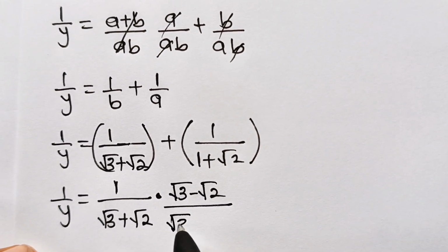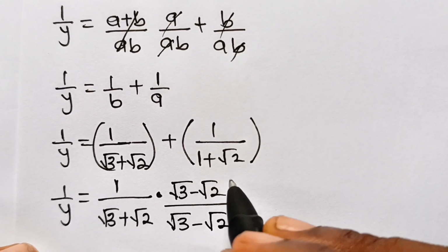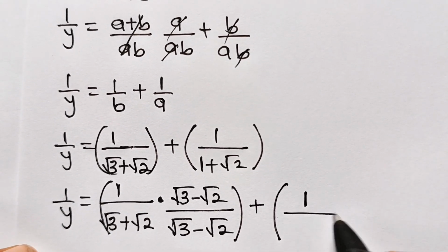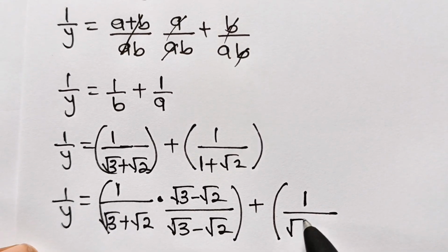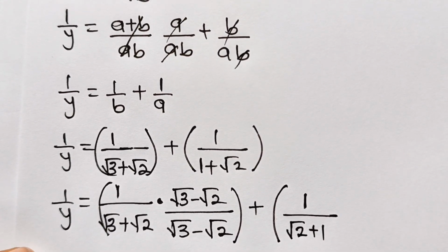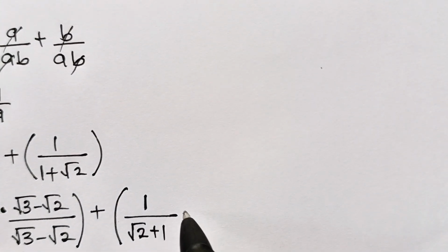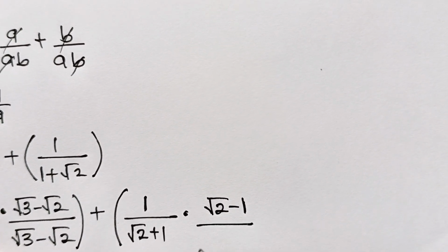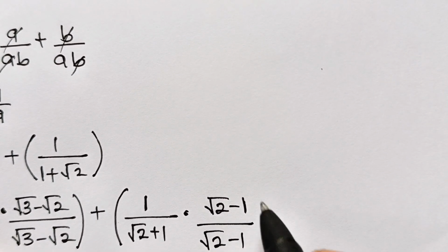Over root 3 minus root 2, plus, so this is 1 over root 2 plus 1, right? Then let's rationalize this as well, multiplied by root 2 minus 1 divided by root 2 minus 1.